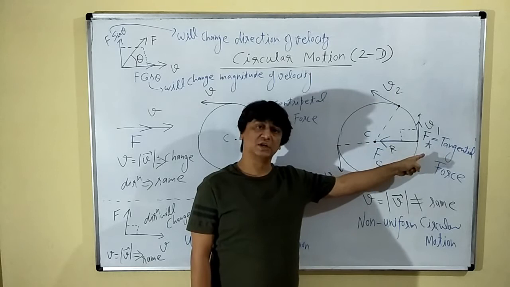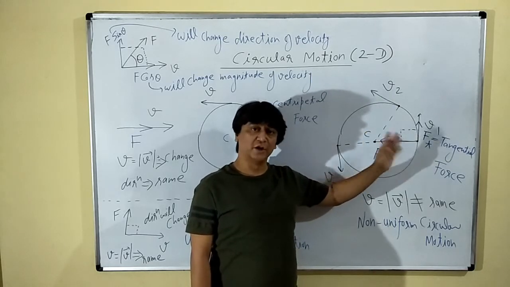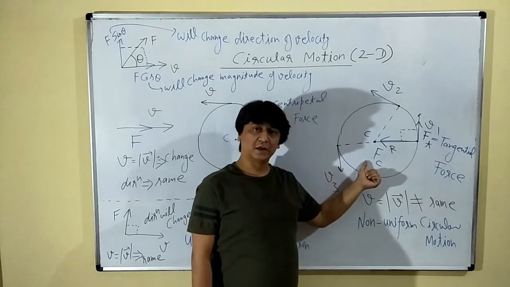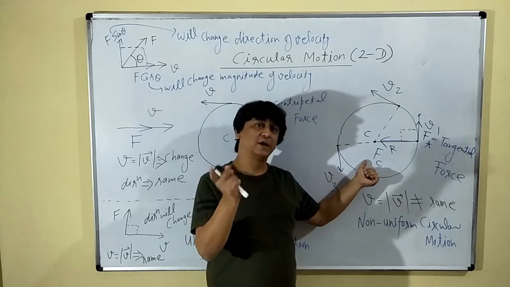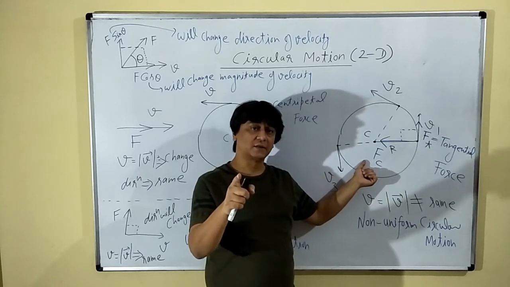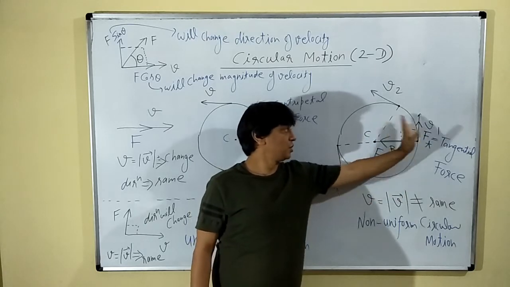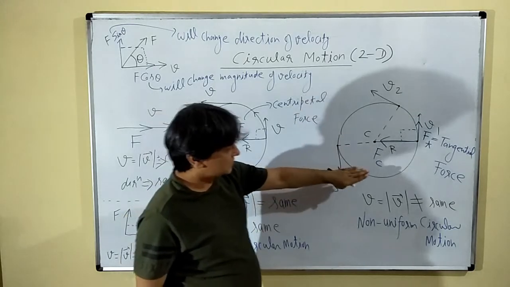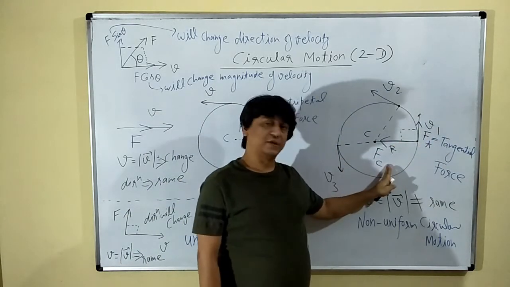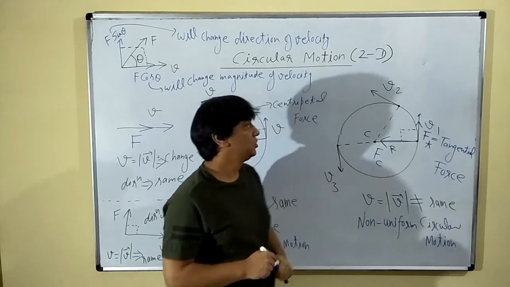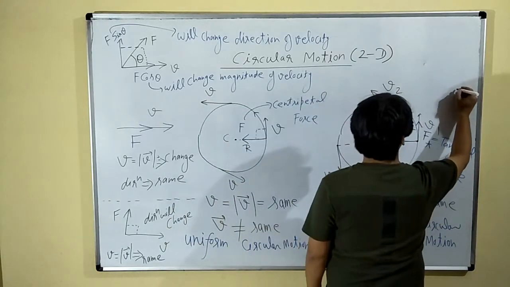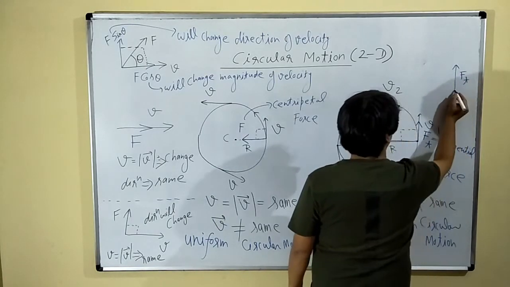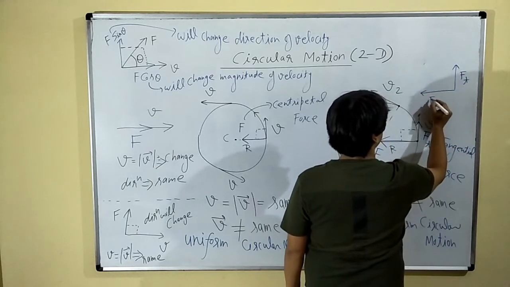One is what? Tangential. What it does? It changes magnitude of velocity. The other force component is what? Fc. Fc is what? Centripetal force. What it does? It changes direction. किधर act करता है? Towards the center, perpendicular to the velocity. अगर आपको Ft and Fc ये दो चीज दिख रही हैं, तो आपको एक और कहानी यहां पता लग चुकी है कि there are two forces. One is Ft, the other one is Fc.